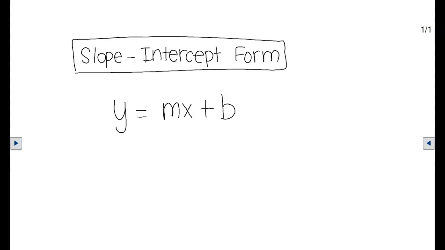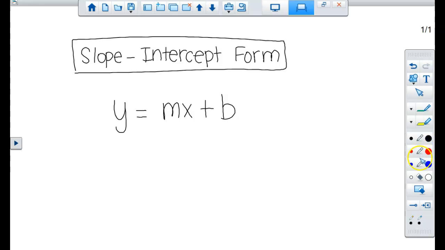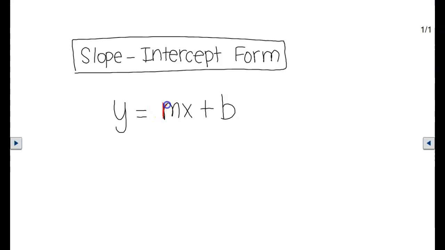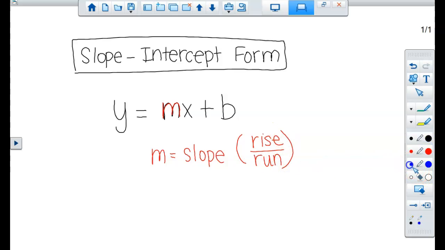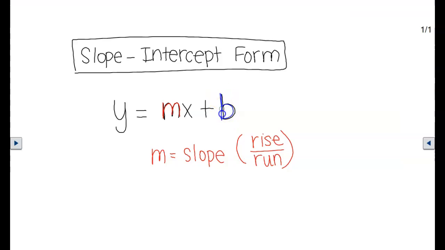Now, this is a really useful form for a linear equation, and it's really useful because it gives us two important pieces of information. The m that we see sitting in front of x is the slope of our line, which helps us to graph because slope is rise over run. And then the b that we see out here at the end of the equation, we have learned is our y-intercept.